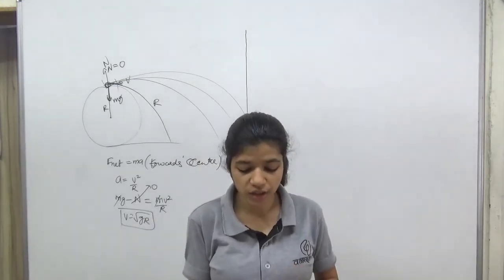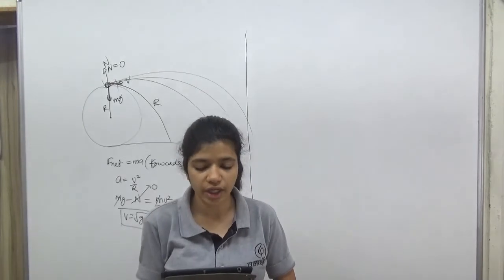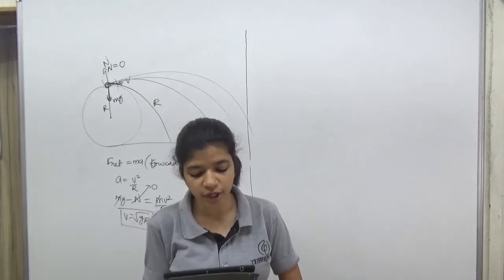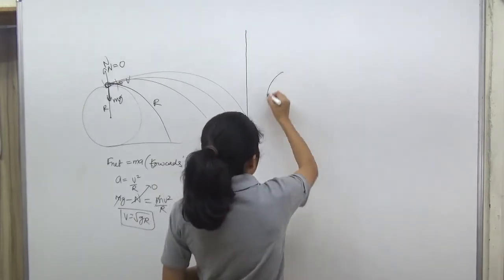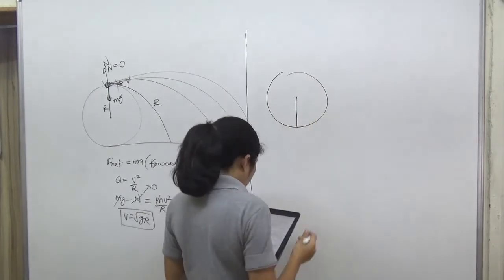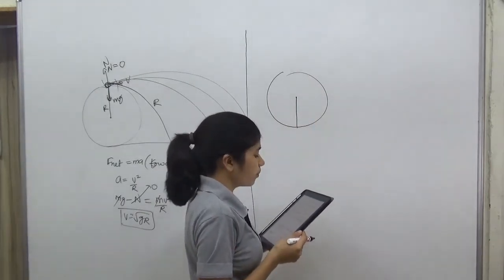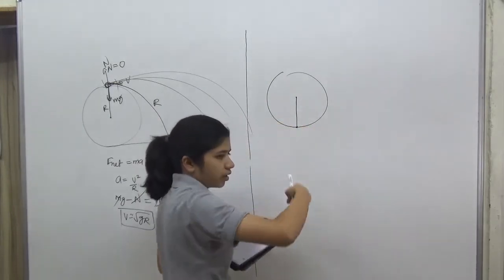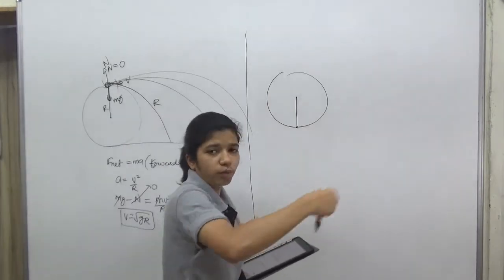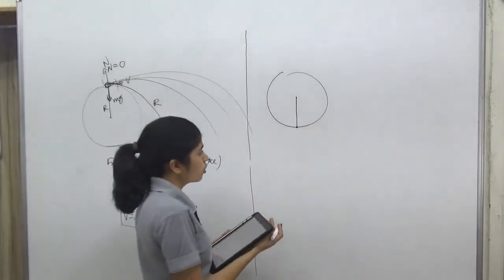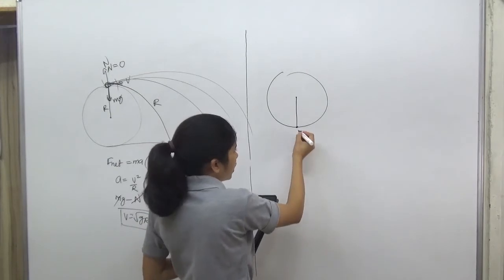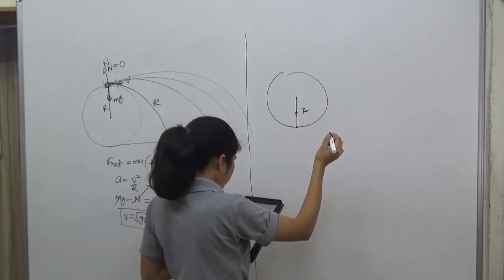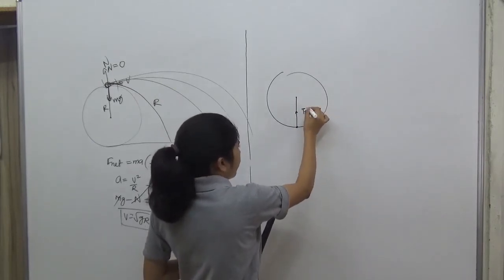Question number E14. A simple pendulum oscillates in a vertical plane. When it passes through the mean position, the tension in the string is 3 times the weight of the pendulum bob. It is oscillating like this in a vertical plane, like a pendulum bob, you must have seen it, the one in a watch. So when it is passing through the mean position, the tension in the string is equal to 3 times the weight of the pendulum bob.